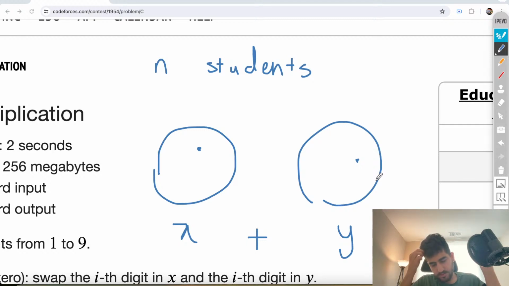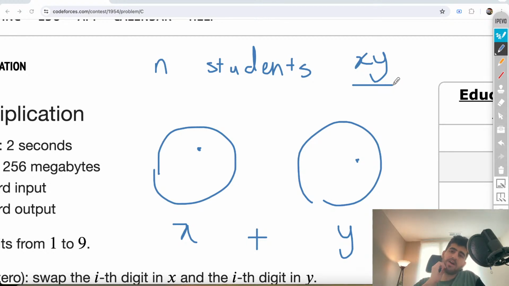Can anyone say that? Exactly, x times y. Because each person from the first group is paired with everyone from the second group. So for each of these x people, we have y people. So we have x times y.